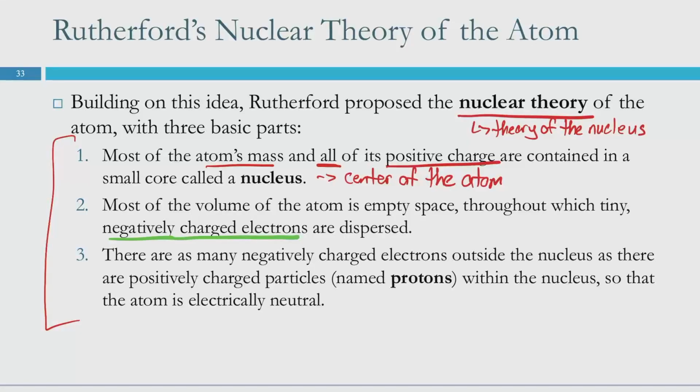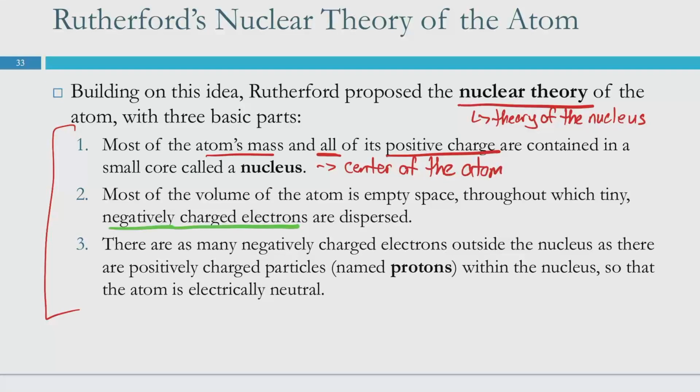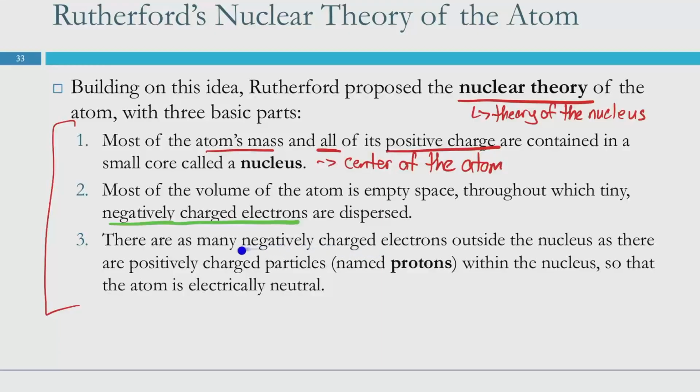And then the third point, and this is very important for our conceptualization of atoms, there are the same number of negatively charged electrons as there are positively charged particles. So the number of electrons equals the number of protons. Those are the positively charged particles. So outside in our little cloud, we've got all of our electrons. We have the same number of electrons in our little cloud as we have protons in our little center, our little nucleus. So if we've got 5 protons, we have also 5 electrons.